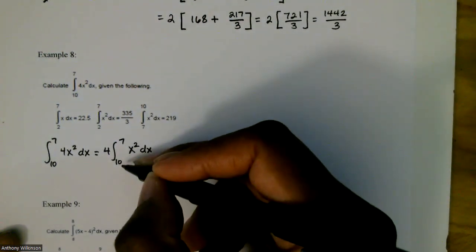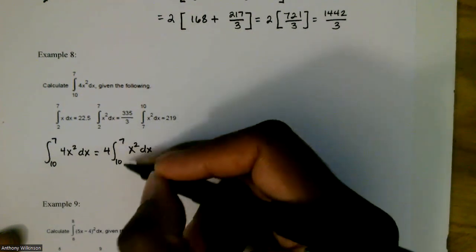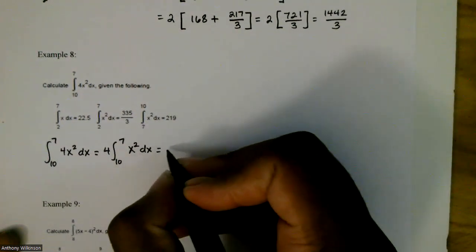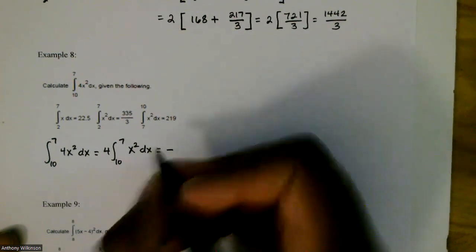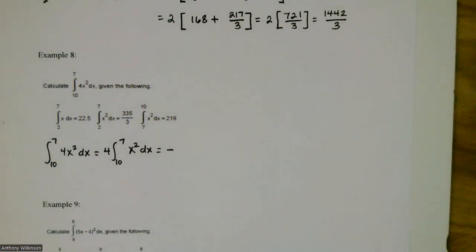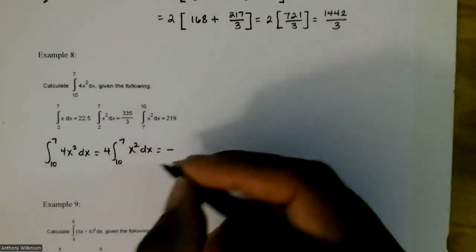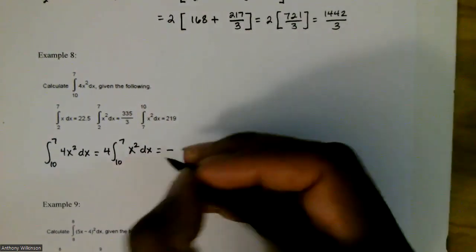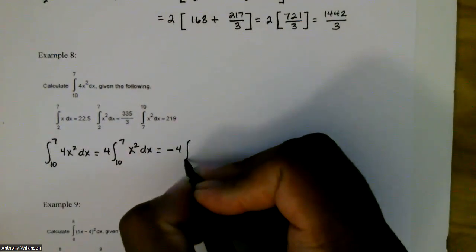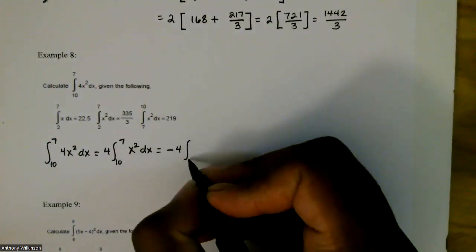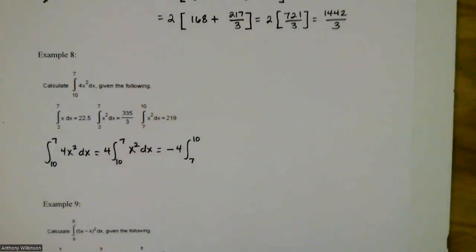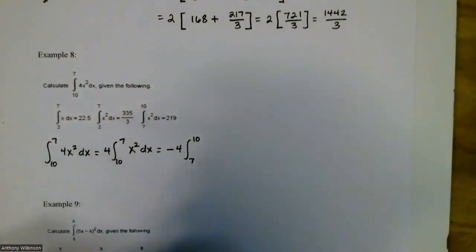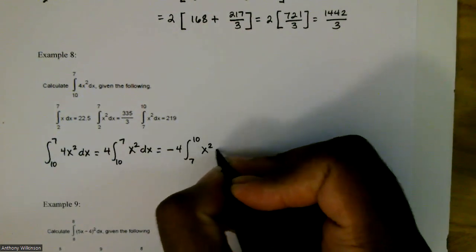Usually the lower limit would be on the bottom, the upper limit would be on the top. So I'm going to swap these out. And if I do that, I need to change the sign from a positive to a negative. In this case, I'm applying property number 2. Switching the limits, and if I do that, I have to include the negative sign. So it'll be negative 4 times the integral from, this time, 7 to 10. 7 would be on the bottom. That'll be your lower limit. 10 would be your upper limit of, in this case, x squared dx.